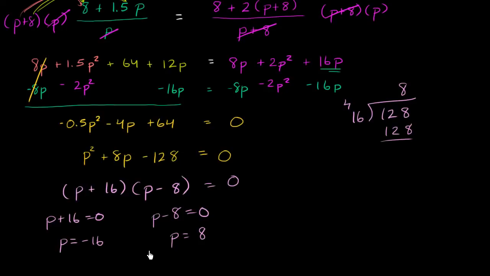Now, we're talking about a number of pizzas made, so this one doesn't apply. This would be like Dominique eating 16 pizzas or somehow destroying 16 pizzas a day. We're not interested in that solution.